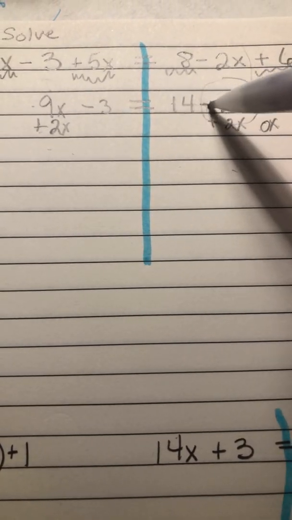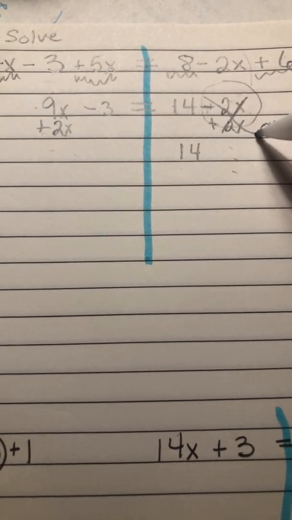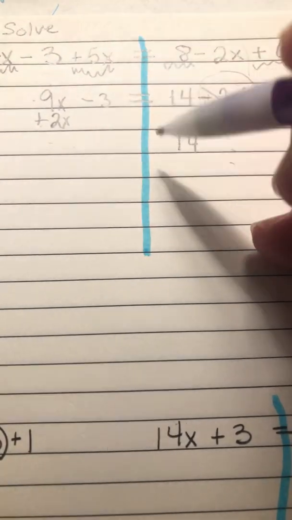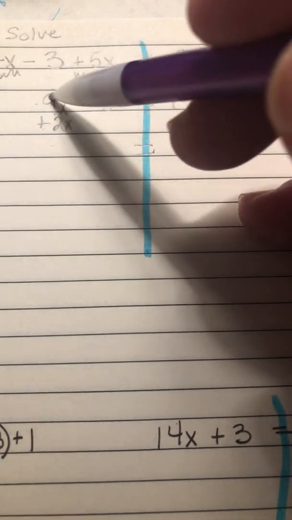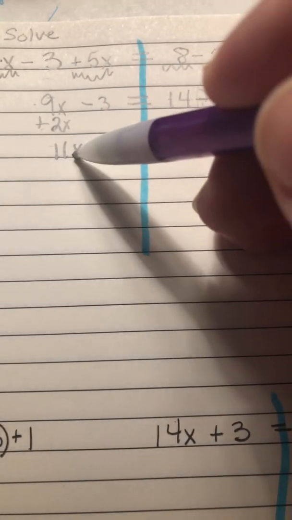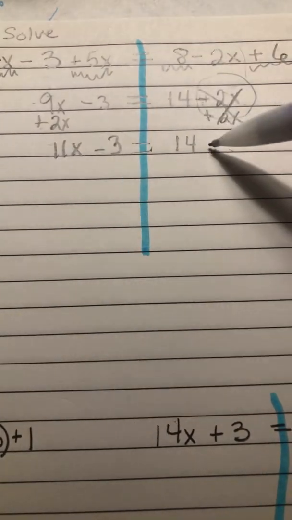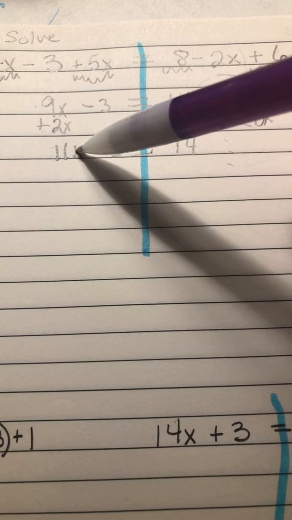So this is now saying 14 minus 0. So it's just 14. This canceled out. On this side of the equal sign, we now have 9 plus 2. Those are like terms, so we can put those together. Okay, so now we have the equation where there's just one letter in the problem.